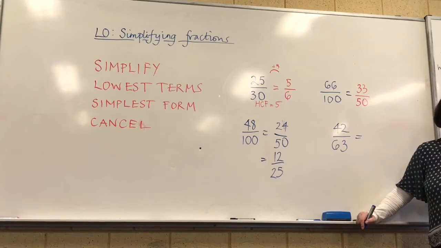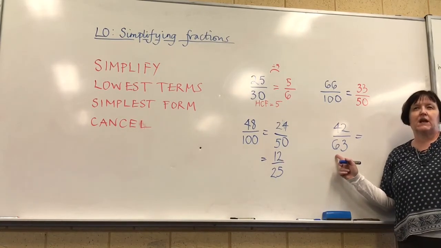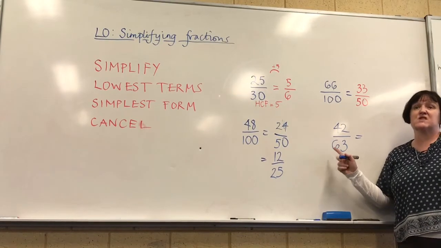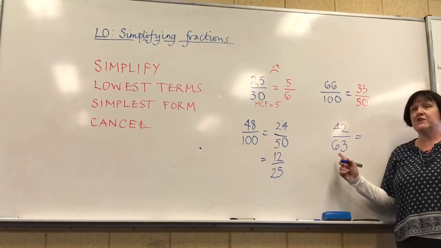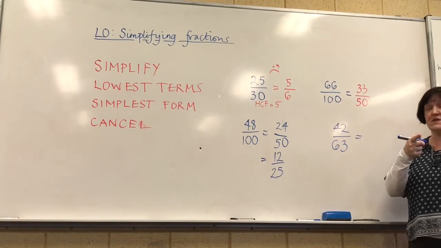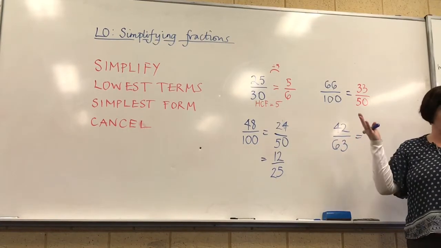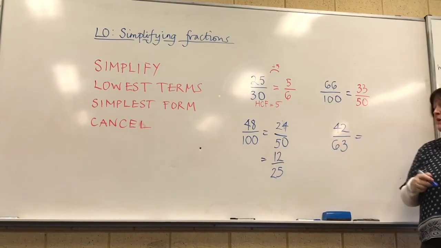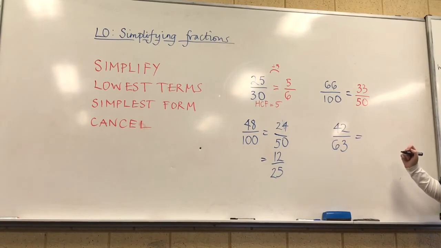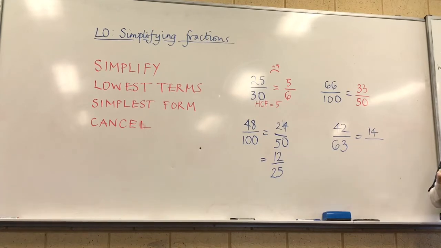Marshall? 6. Does 6 go into 63? It doesn't, does it? It would be 66 or 60, wouldn't it? But you're on the right track. 3. 3 goes into them both. Well done. Okay. So you could, if you wanted to, divide them both by 3. How many 3s are there in 42? It's 14. And how many 3s are there in 63? There are 21.